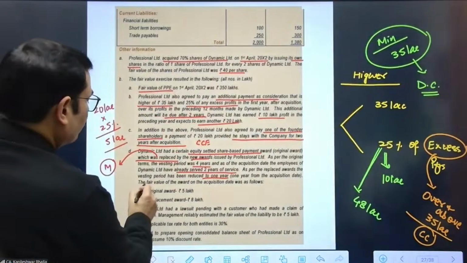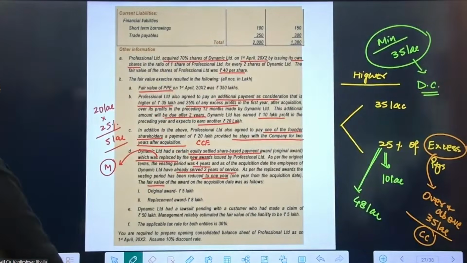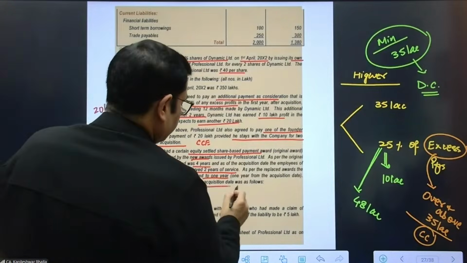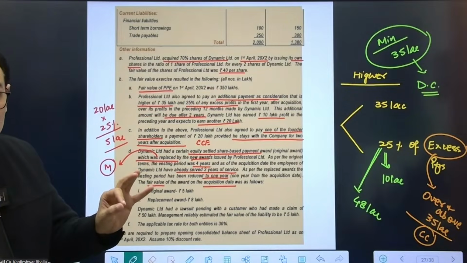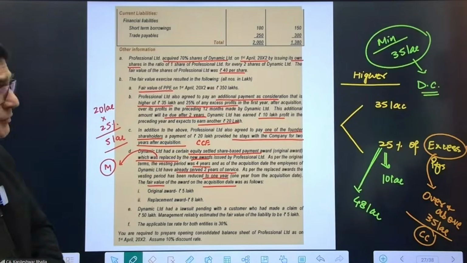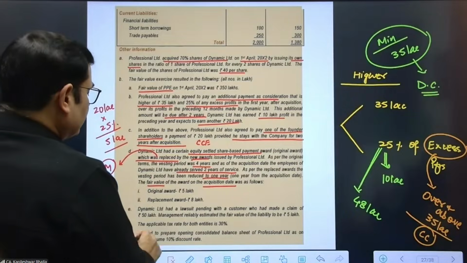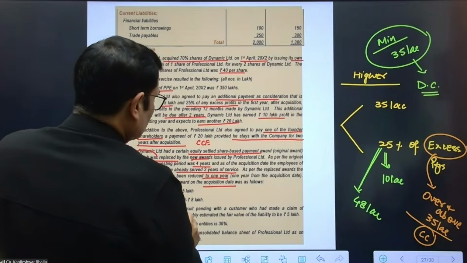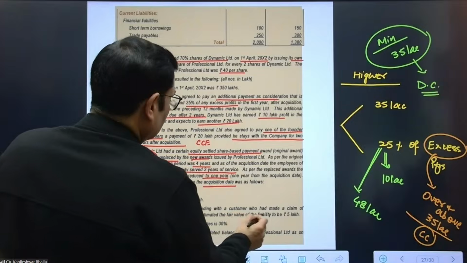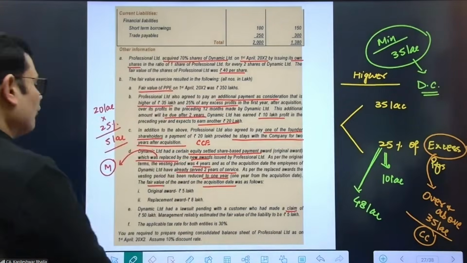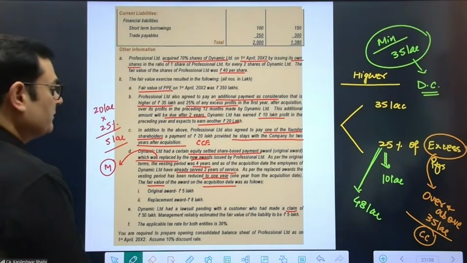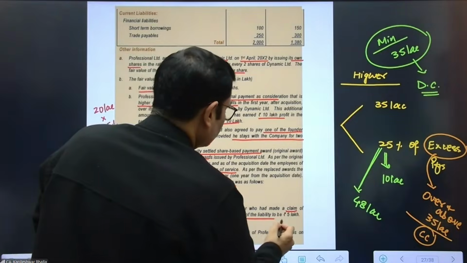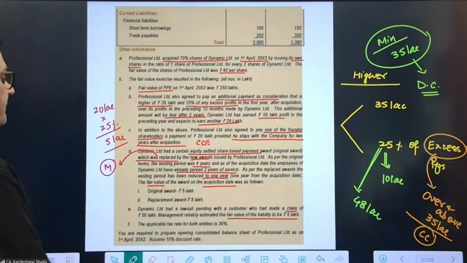Then I am given the fair value of the original award as well as the replacement awards on the acquisition date. And there again, we're going to apply a 3-step model in terms of calculating that in the purchase consideration. Then he says, Dynamic has got a lawsuit pending with a customer who made a claim of 50 lakhs. The management reliably estimated the fair value of this liability to be 5 lakhs.